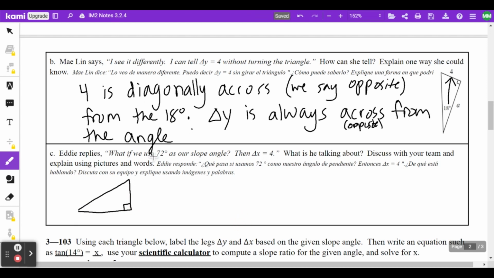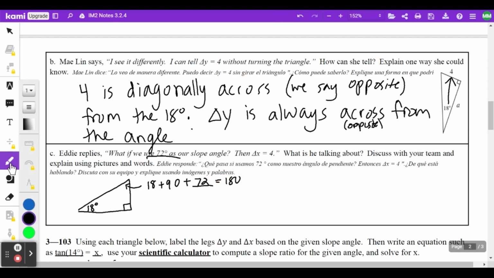So Eddie is using 72. Where would we get the angle 72 from? I think it's from this. I think it's because 18 plus 90 plus 72 equals 180. So if we consider this as 72, then A is now across, so A is here, and 4 is here.